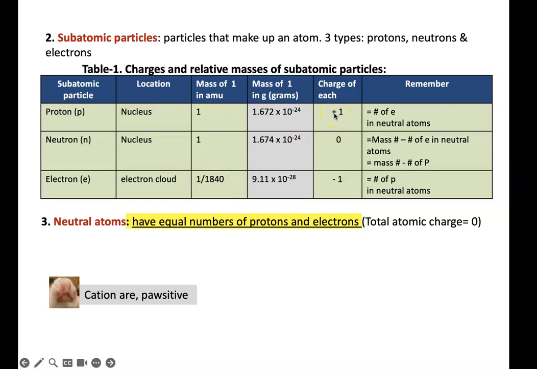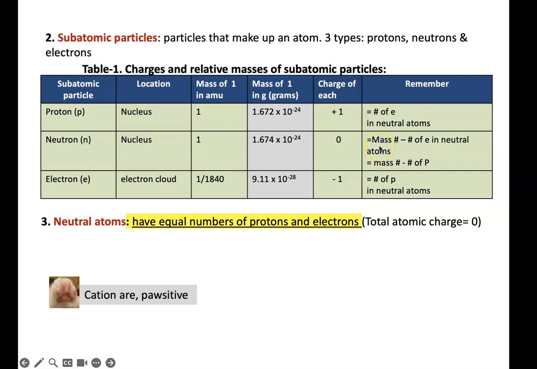Each one of the protons has a +1 and neutrons have a zero charge because it's made out of a minus and a +1, a proton and an electron, and electrons, each of them has a -1 charge. So if I give you an atom drawing, how would you find the number of protons? It's equal to the number of electrons in a neutral atom. A neutral atom is an atom that has equal numbers of protons and electrons, resulting in a zero charge.